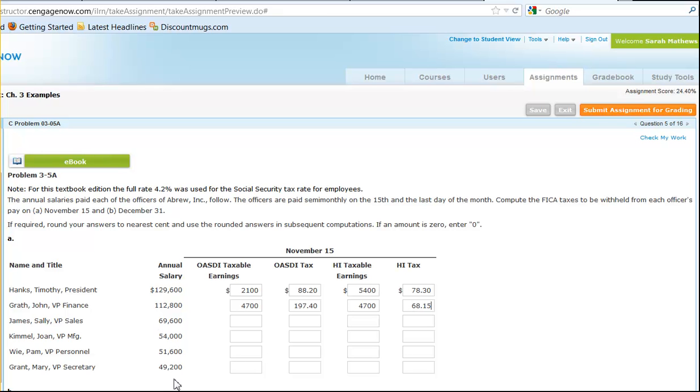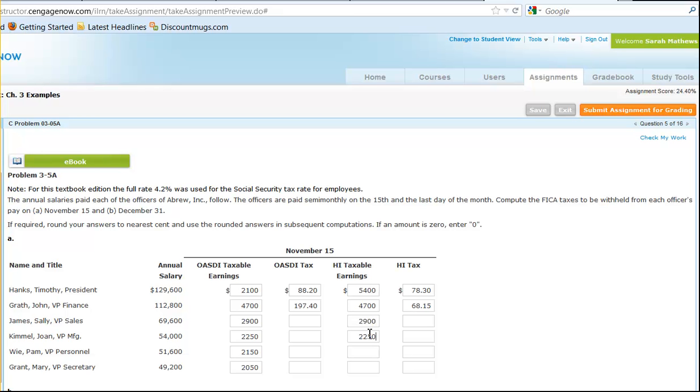Now all these other guys, their annual salary is never going to put them over the maximum. So we take this 69,600 divided by 24, and we get 2,900. 54,000 divided by 24 paychecks is 2,250. 51,600 divided by 24 paychecks is 2,150. And for our last employee, they make 2,050 each paycheck. So that's going to be the same over here.